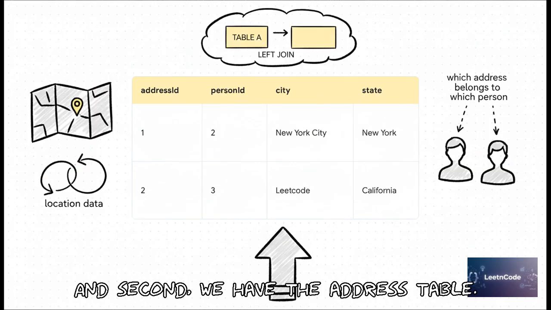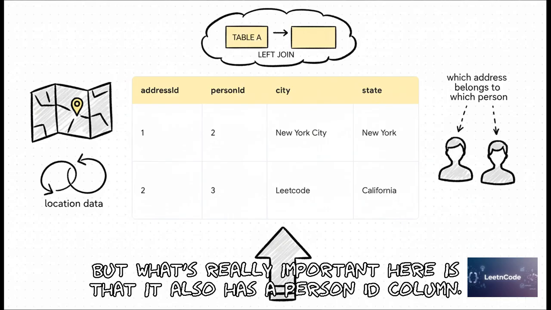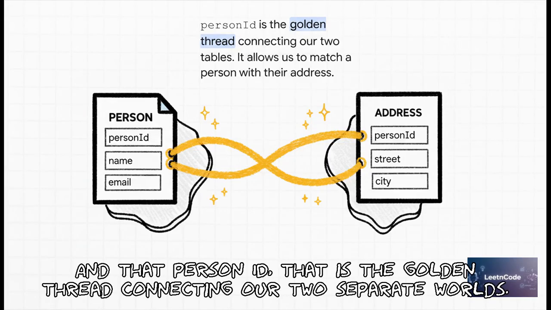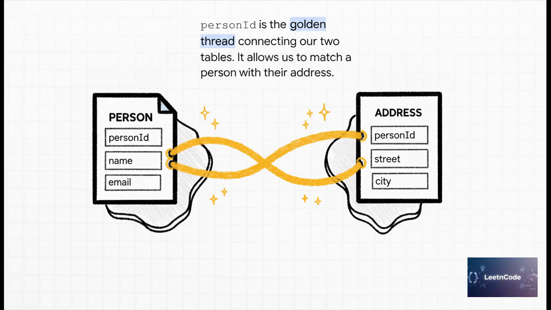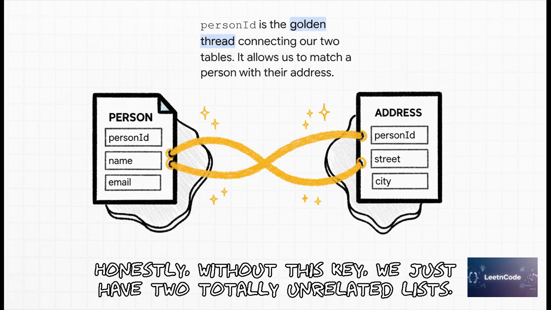And second, we have the address table. This one, you guessed it, holds the location data, city and state. But what's really important here is that it also has a person ID column. That's how we know which address belongs to which person. And that person ID, that is the golden thread connecting our two separate worlds. It's the common link that lets us match a person from Table 1 with their address in Table 2. Honestly, without this key, we just have two totally unrelated lists.